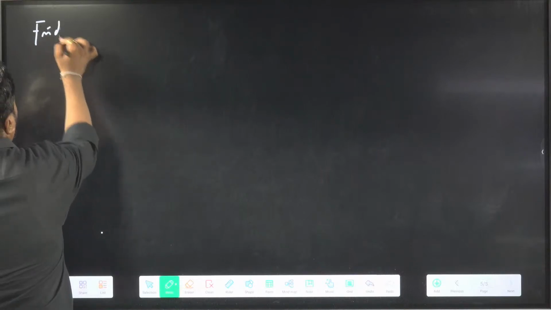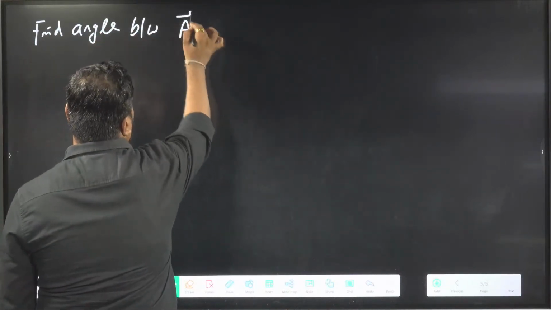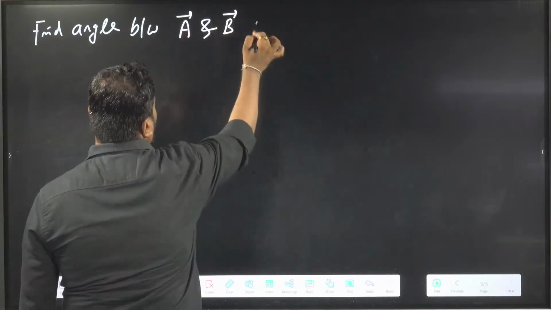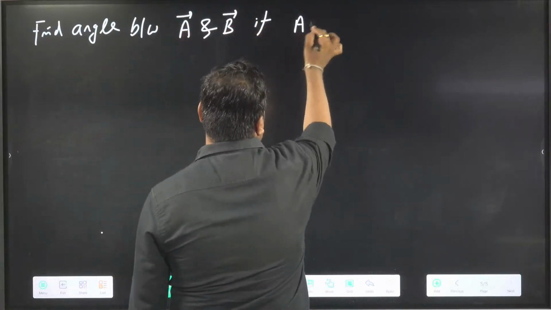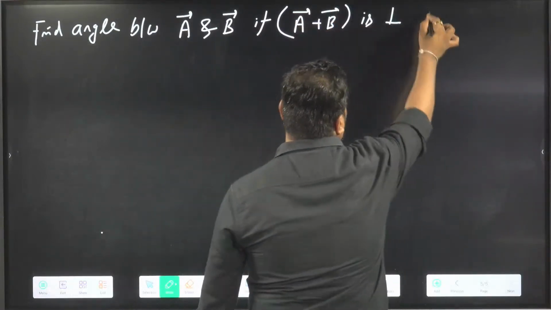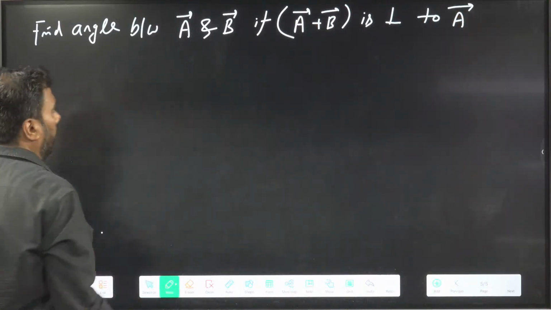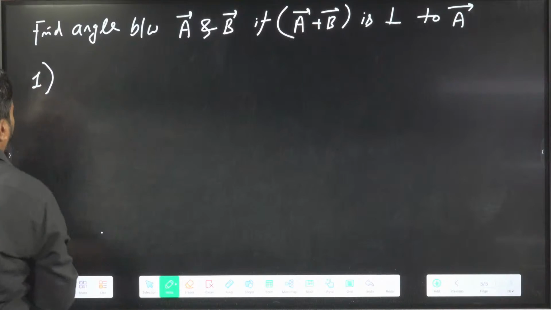Find the angle between a vector and b vector if a vector plus b vector is perpendicular to a vector. I am giving you options for this question.